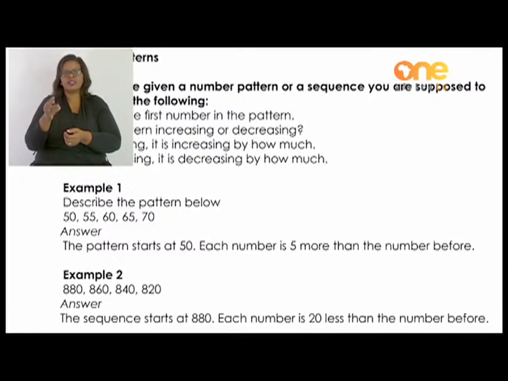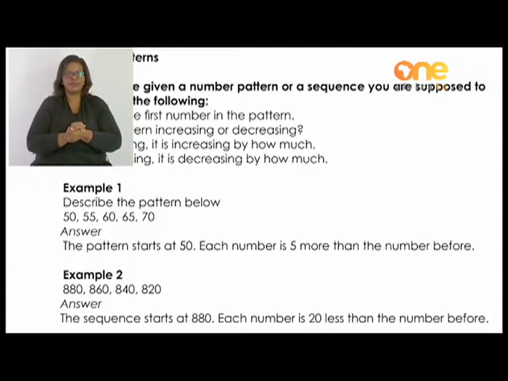Our pattern is going up. Let us go to the second example. The first term is 880, 860, 840, and 820. From that pattern, we identify our first term as 880. So it means the sequence is starting at 880.